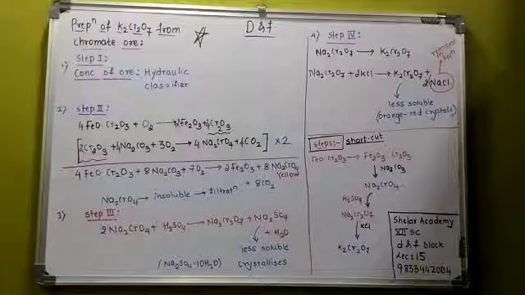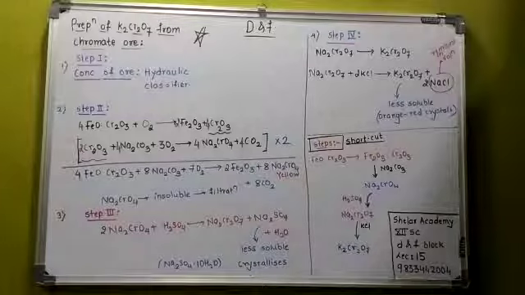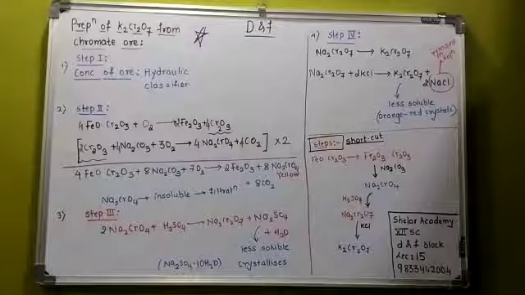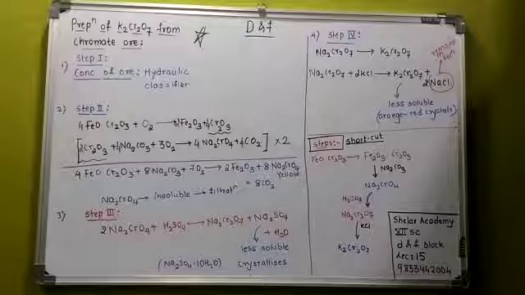In the next step, the Cr2O3 is reacted with Na2CO3, sodium carbonate, again in the presence of air. So what do I get? It is converted to Na2CrO4 plus CO2. You need to remember this reaction: Cr2O3 reacted with Na2CO3 plus O2 gives Na2CrO4 plus CO2.